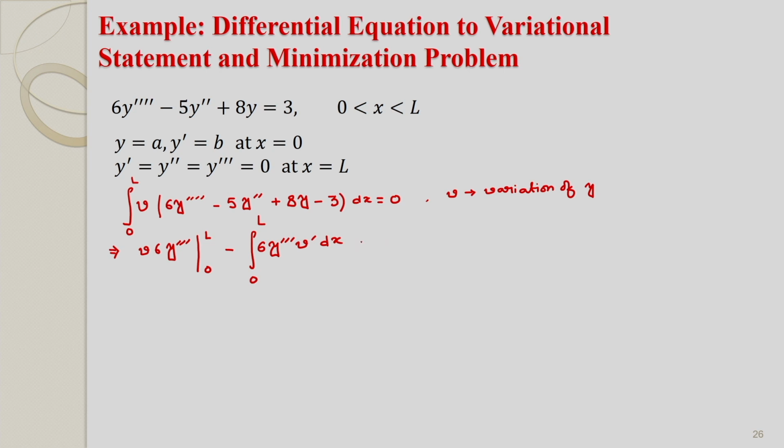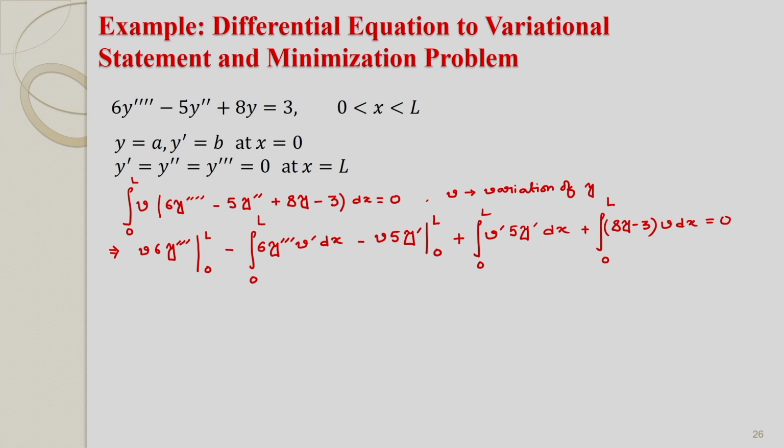and for the second term, if we do integration by parts, the sign will change from negative to positive: v prime 5 y prime dx, 0 to L. And for the remaining part, because that is only dependent on the variable, we do not require integration by parts, equal to 0.